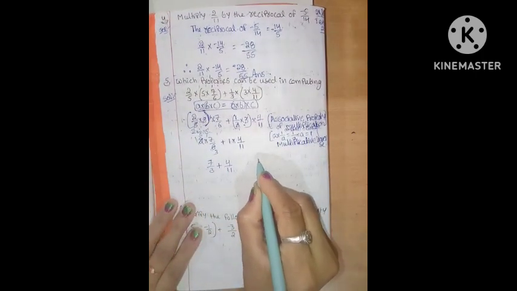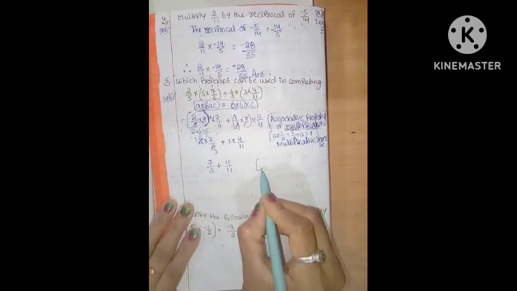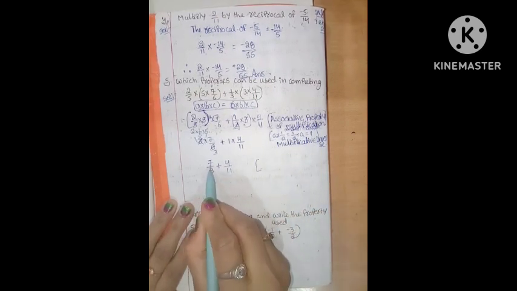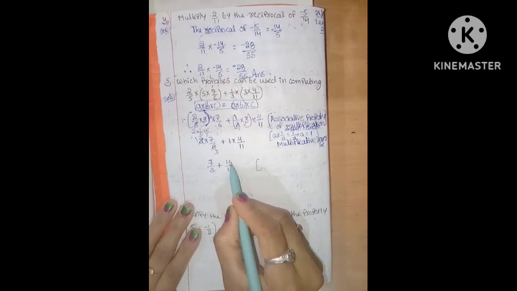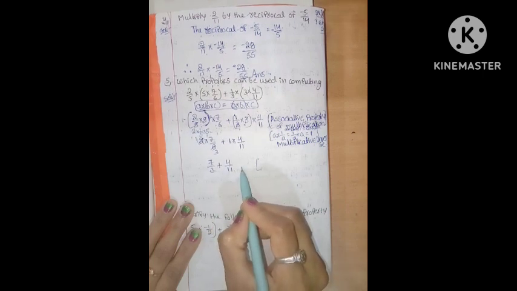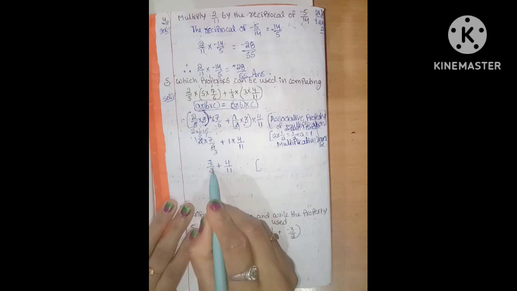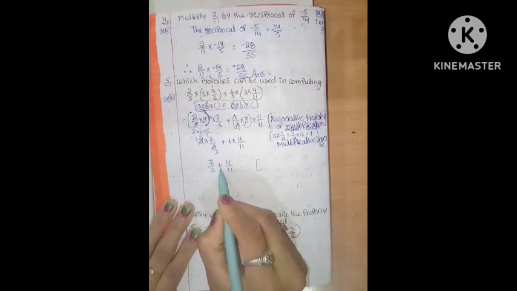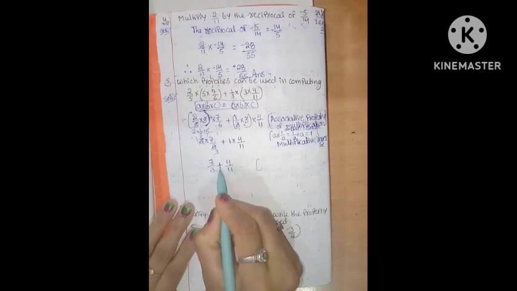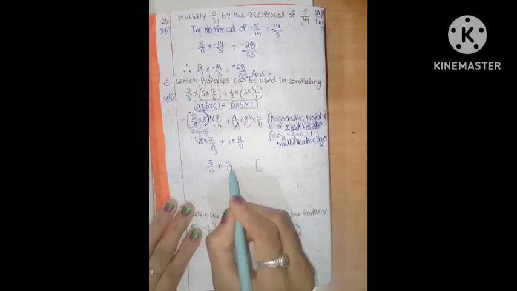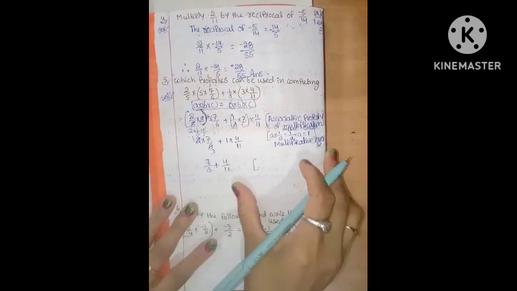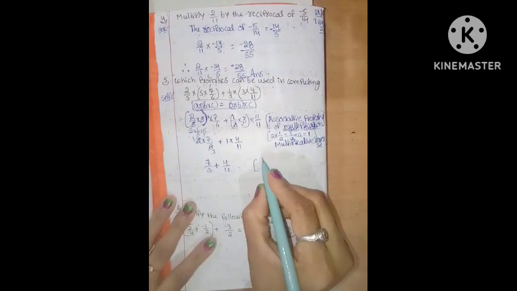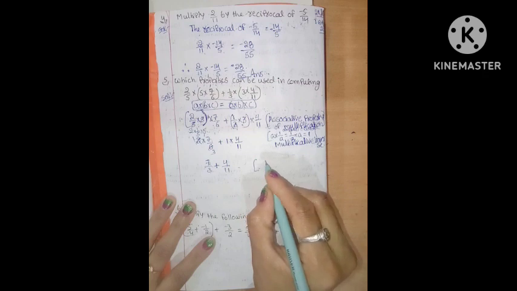Another property is also used here. The sum of any two rational numbers gives a rational number only. Here one rational number plus another rational number, these two are separated with the addition symbol. Any two rational numbers, the sum is always a rational number. So what is this property? Do you know this property? Closure property under addition.